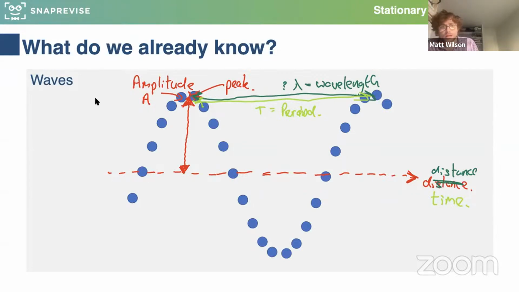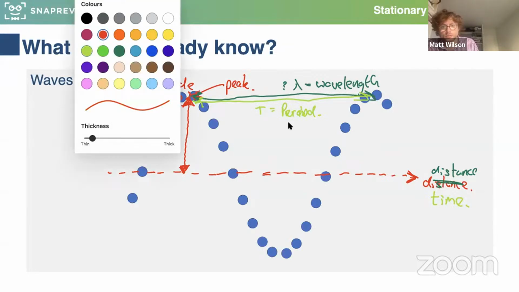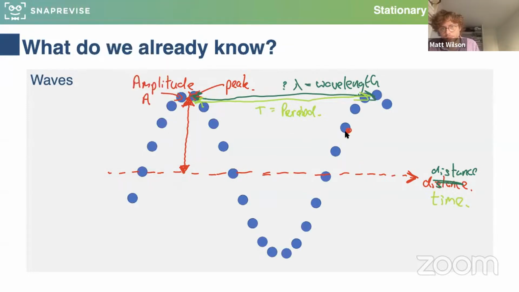Okay, good. In general, we may look at a point on a wave and refer to this distance here for that point on the wave as its displacement, and often we'll call it x. So it's displacement. Good.